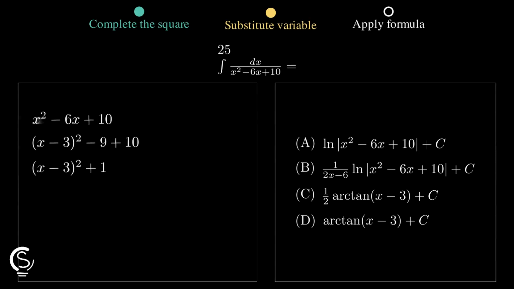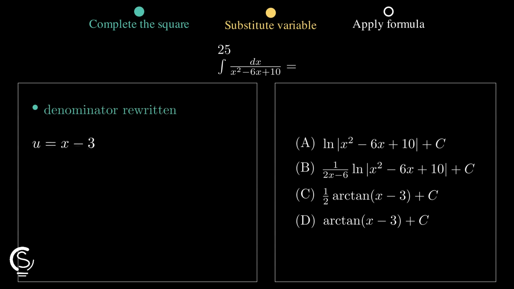Now let u equal x minus 3, then du equals dx. This transforms our integral into the standard form of the integral of 1 over (u squared plus 1). Boom!